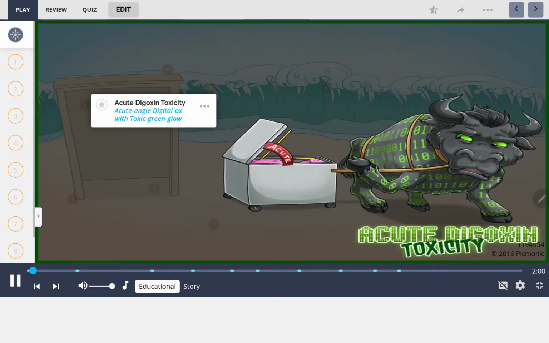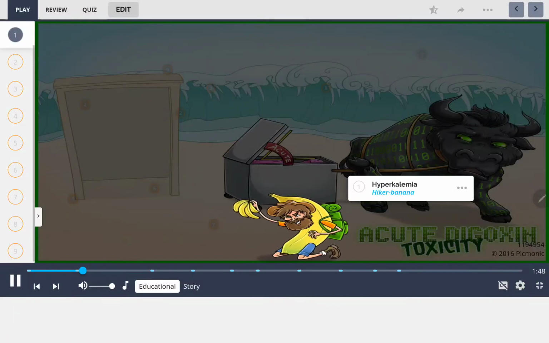Acute digoxin toxicity is portrayed by the acute-angled digital ox with a toxic green glow. Adverse reactions to digoxin are relatively common due to a narrow therapeutic index. Acute digoxin toxicity can cause hyperkalemia due to paralysis of the Na-K-ATPase pump shown by the hiker bananas. On the other hand, chronic digoxin toxicity can be more difficult to diagnose as it can cause hypokalemia and more neurologic symptoms.